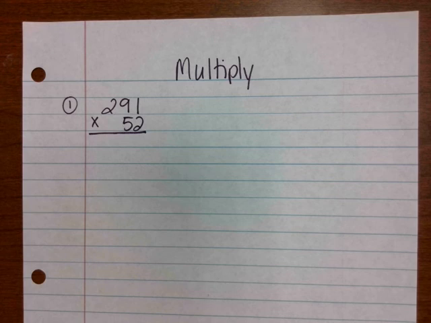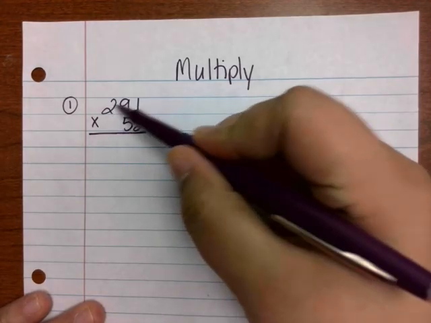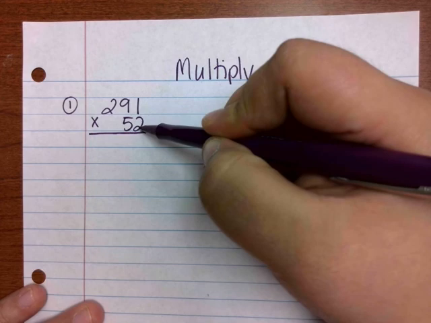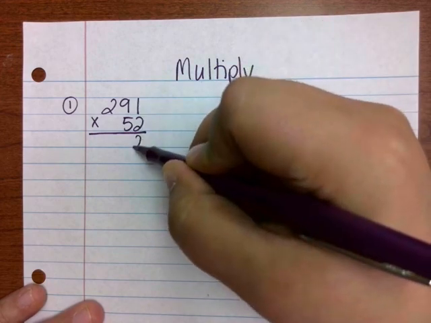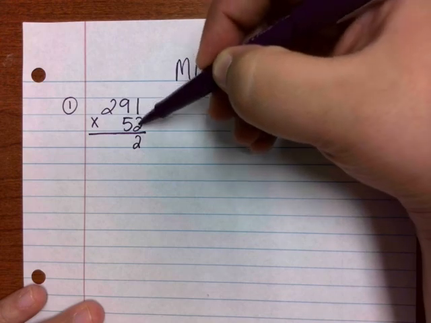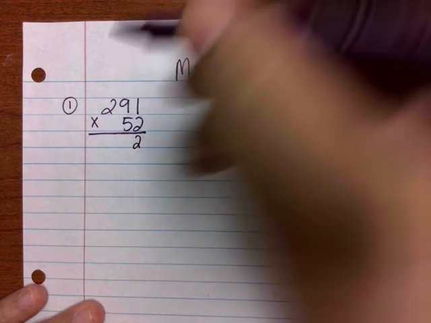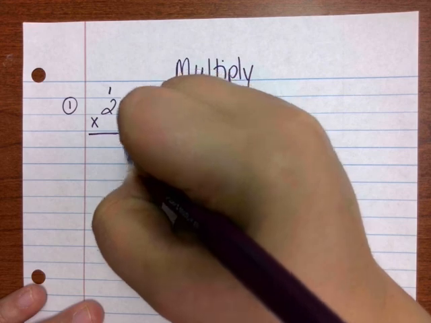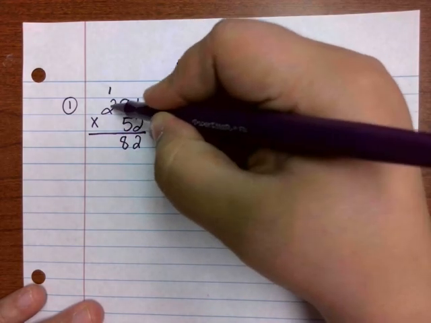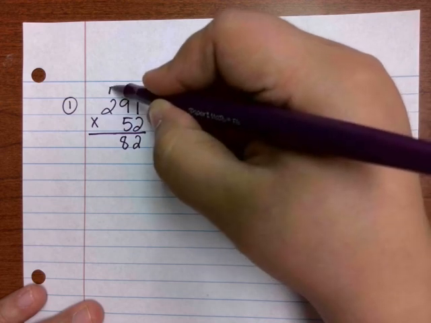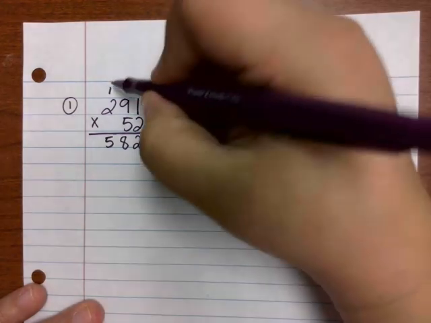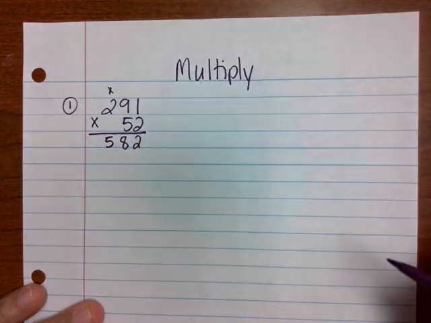So the first thing we're going to do is multiply everything on top by the 2 that's in the ones digit. So I'm going to start by going up. 2 times 1 is 2. Now I'm going to multiply the 2 times this 9. 2 times 9 is 18, so I have to carry the 1 and put the 8. 2 times 2 is 4. Don't forget to add the 1, and you get 5. And then I like to cross off this 1 so I don't use it again.